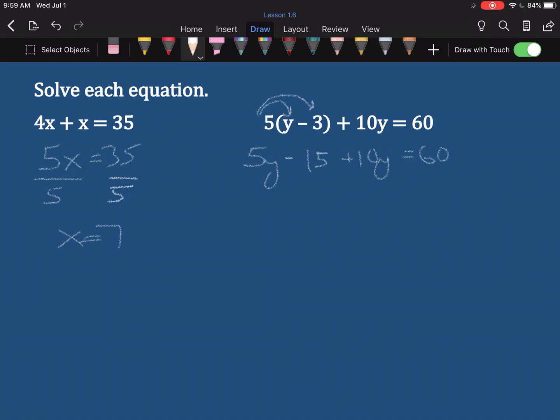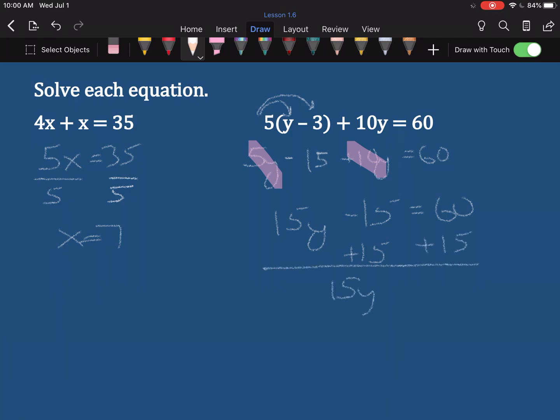Now, I do have like terms. I have on this side of the equal sign a 5y and a 10y. So that makes 15 actual y's. Now this is a two-step equation, but we did review how to solve these. We will add 15 to both sides. That gets me 15y equals 75. And finally, we will divide both sides by 15 to get y is equal to 5.